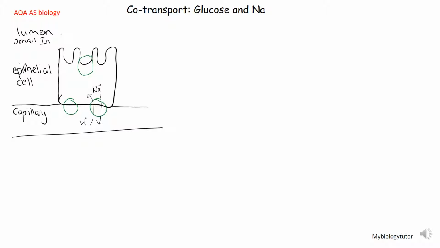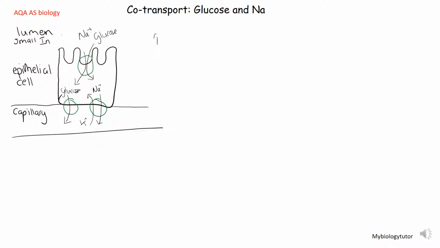So when the sodium is pumped out of the epithelial cell and into the capillary, that means that we end up with a low sodium concentration inside of the epithelial cell. So the sodium in the lumen will then diffuse into the epithelial cell down the concentration gradient, and at the same time it will also carry glucose with it, and that is what we refer to as the co-transport of glucose and sodium. Because the glucose levels in the epithelial cells are high, the glucose then diffuses into the capillary. Okay, so I'll just outline the steps for you again.